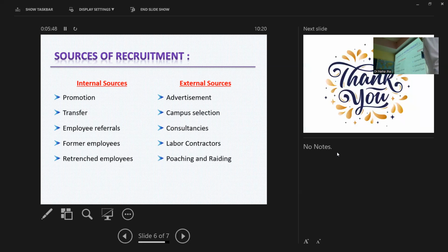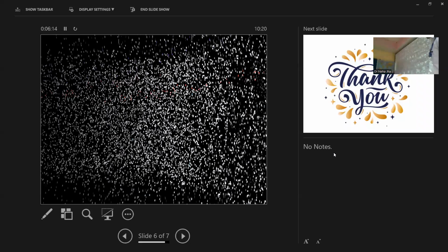And fifth is coaching and raiding. Basically, coaching and raiding is the unethical part of recruitment. It means you can hire employees of another organization by offering them some incentive. And lastly, thank you.